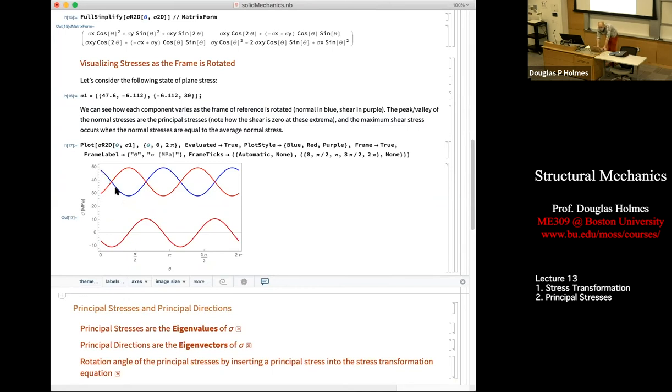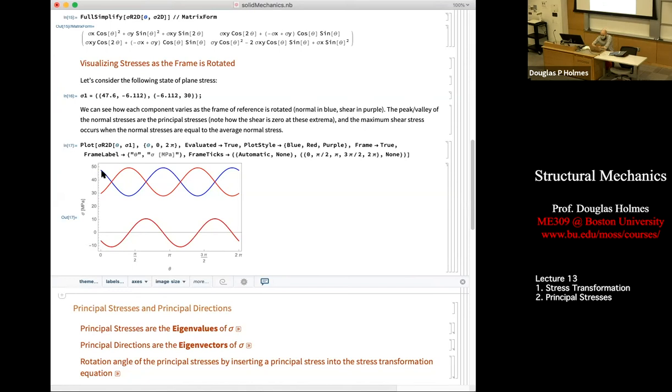Your blue curve is the stress in your x direction. Your red curve is the stress in your y direction. And this curve, which was supposed to be purple but looks to be also red, is your shear stress. Now, the way to make sense of this is to first look at the values when theta is equal to 0. They should correspond to what we put in, right?